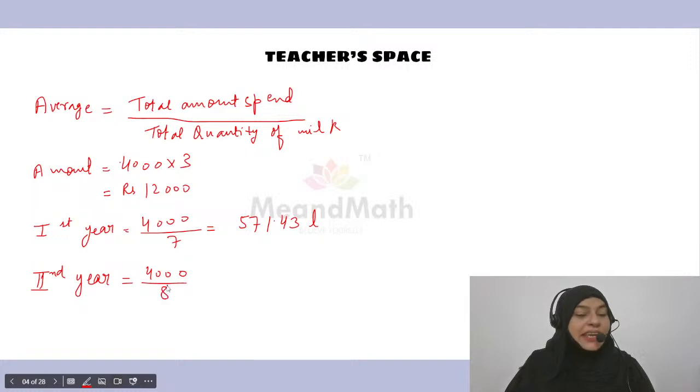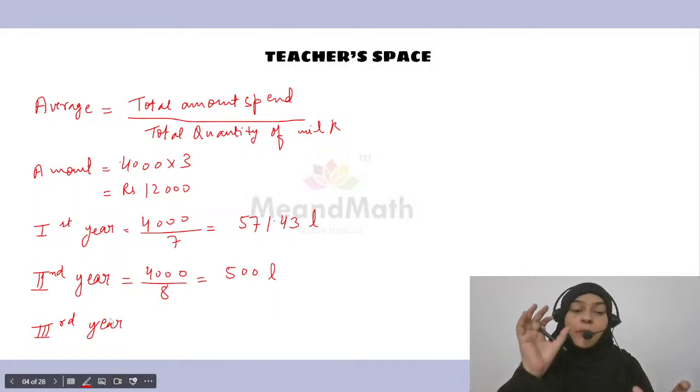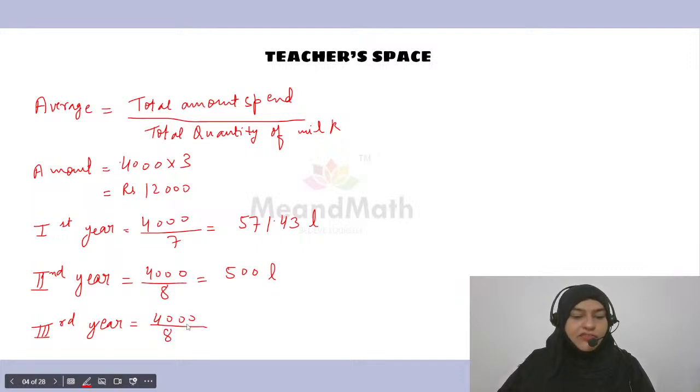4,000 divided by 8 for the second year, then it will be 500 liters. So in the second year, he buys 500 liters of milk. Now in the third year, as in the question, the rate in the second year and third year is the same, that is 8 rupees per liter. So the quantity of milk will come out to be the same. It will be 500 liters.